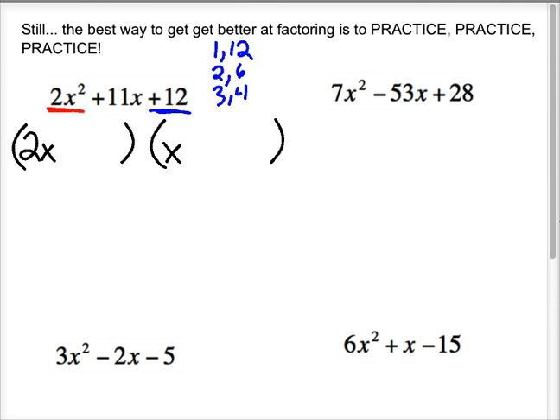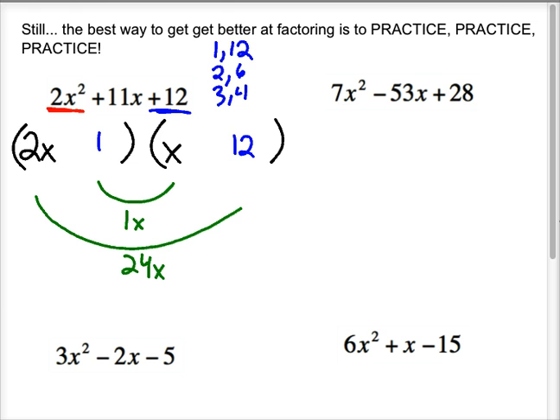All right, and now you start plugging things in to guess and check. Trial and error. So I'm going to try 1 and 12. So that gives me 1x, 24x. Well, you can see that didn't work. You can see that gives me 25x, not 11x.